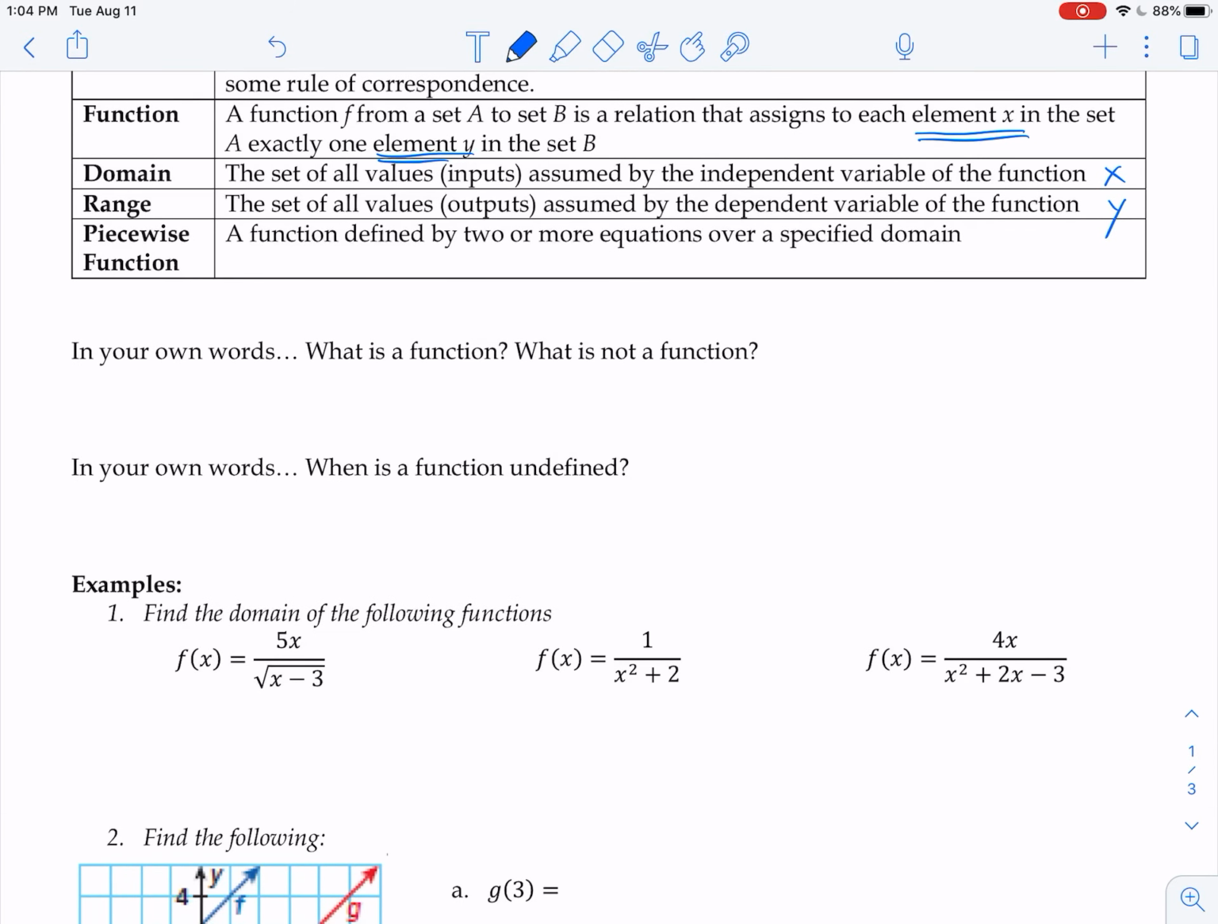So in your own words, what's a function? What is not a function? A function is anything where for every x, there's exactly one y. And what is not a function? Anything that has multiple y's for the same x. The easiest thing to remember is that it passes the vertical line test. If I draw vertical lines, do I always hit exactly one spot? Well, yes. So this would be a function.